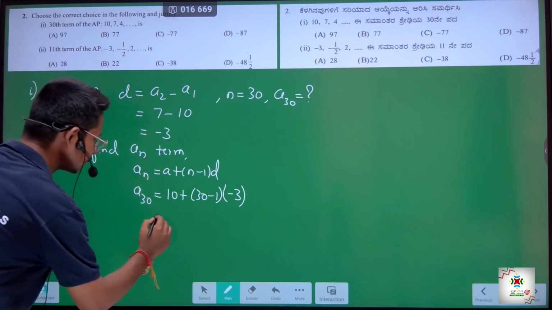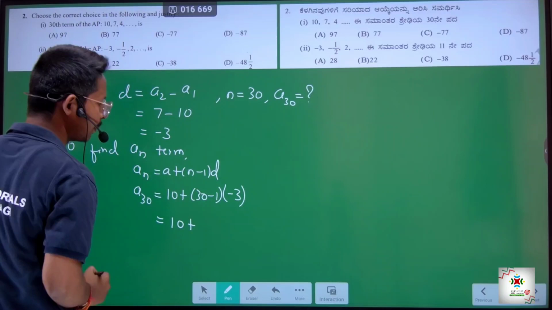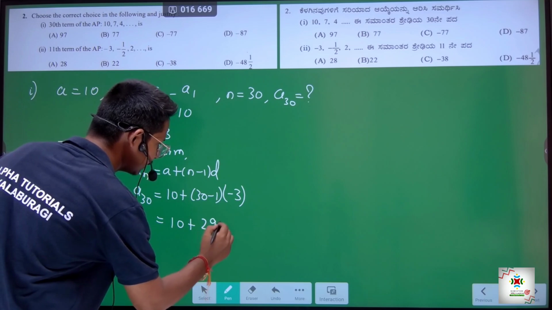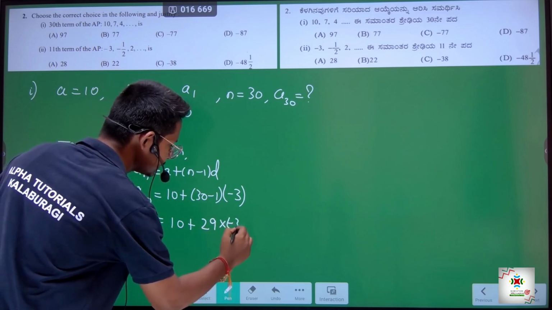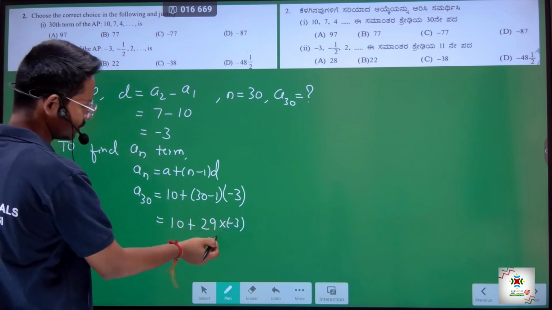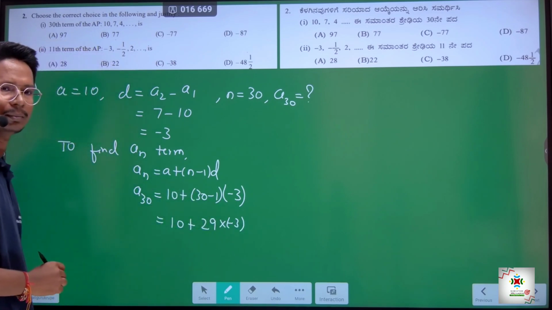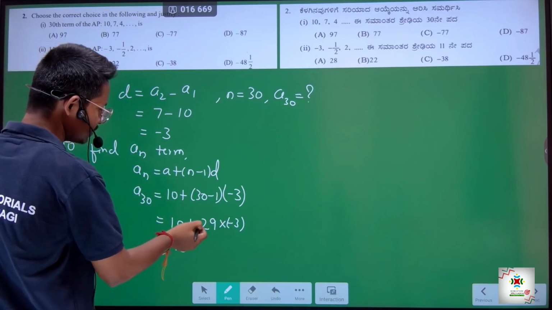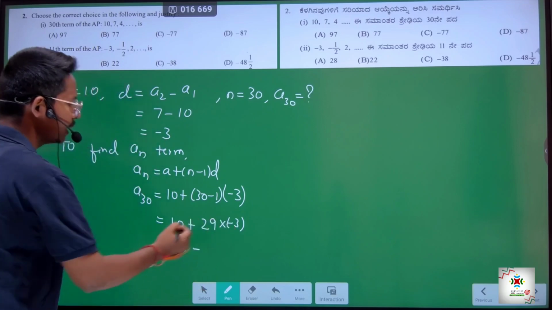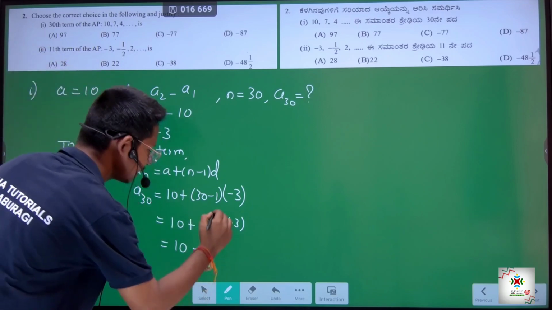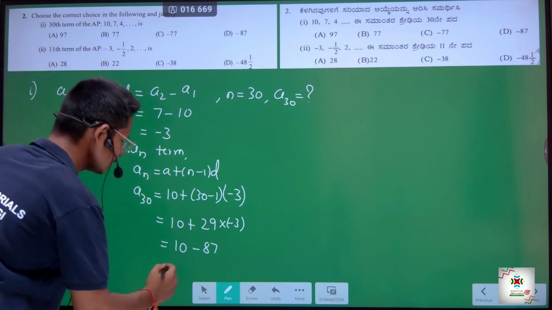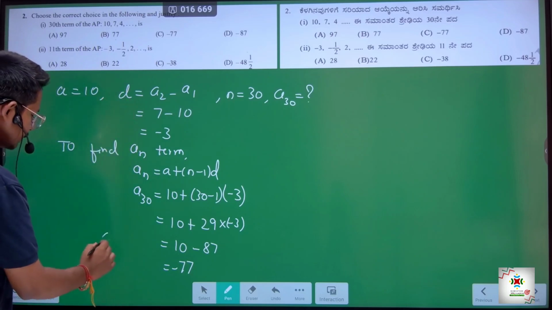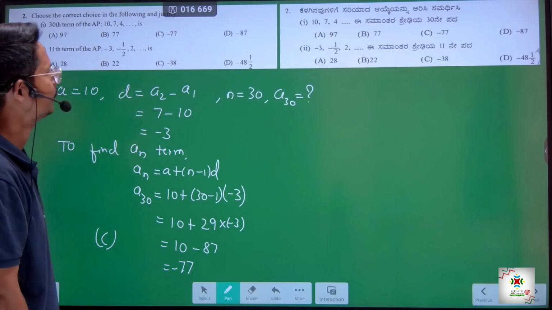Getting? Now 10 as it is, plus, first inside the bracket we will simplify, 30 minus 1 is 29, into minus 3. You can just put the bracket also. Now 10, plus into minus is minus, 29 into 3 is 87, isn't it? Now 10 minus 87 is going to be minus 77. So minus 77, it is option C. Fine.